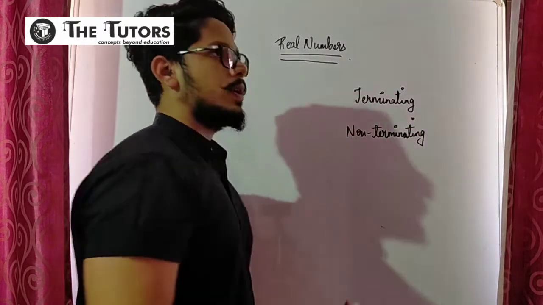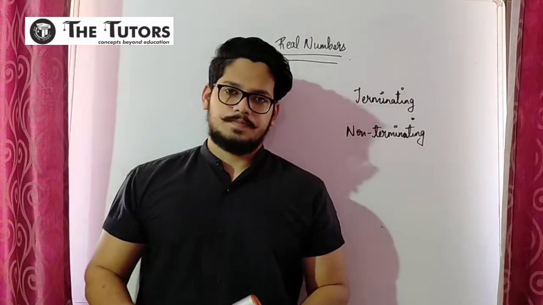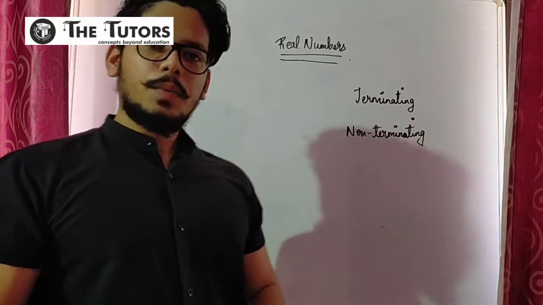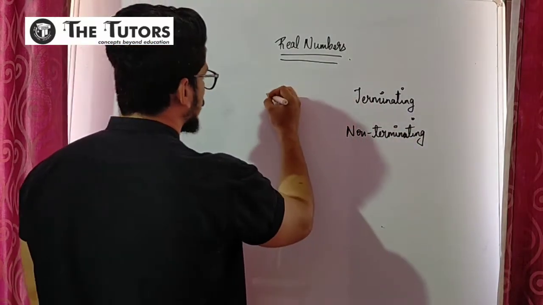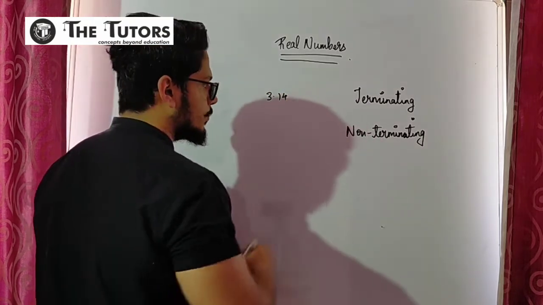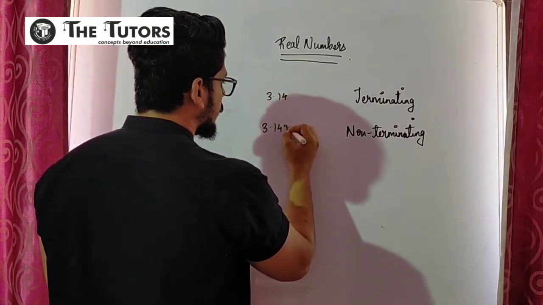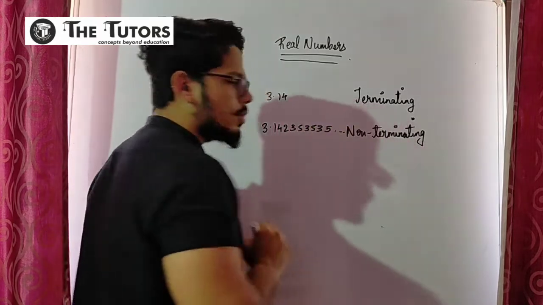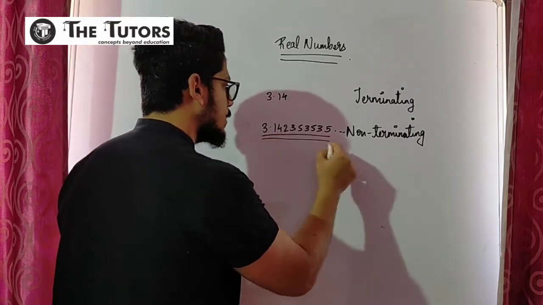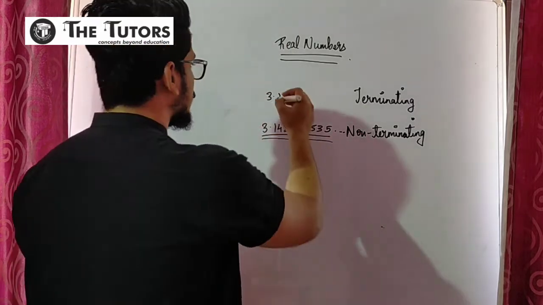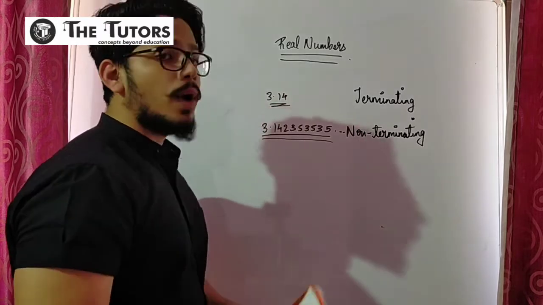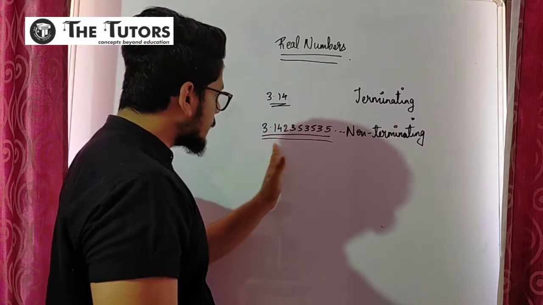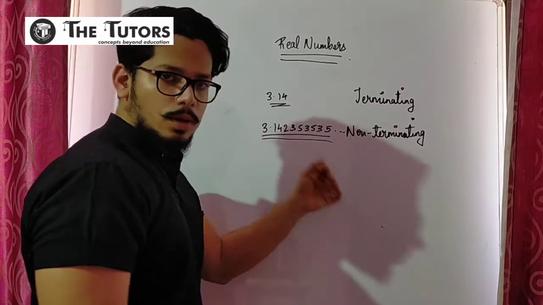In basic English, terminating means to stop. So if you have a decimal number, these two terms are mainly used for decimal numbers. Suppose you have a number 3.14. And here you have a number 3.14235 3535, and it goes on. This one is a non-terminating number. This one is a terminating number. Why? The series of numbers stops at a certain location, but here the series of numbers or the answers do not stop.